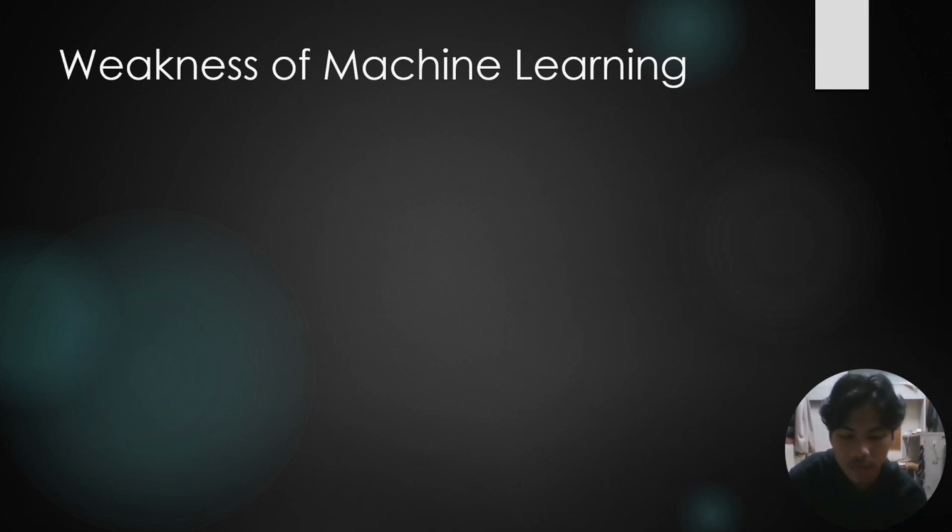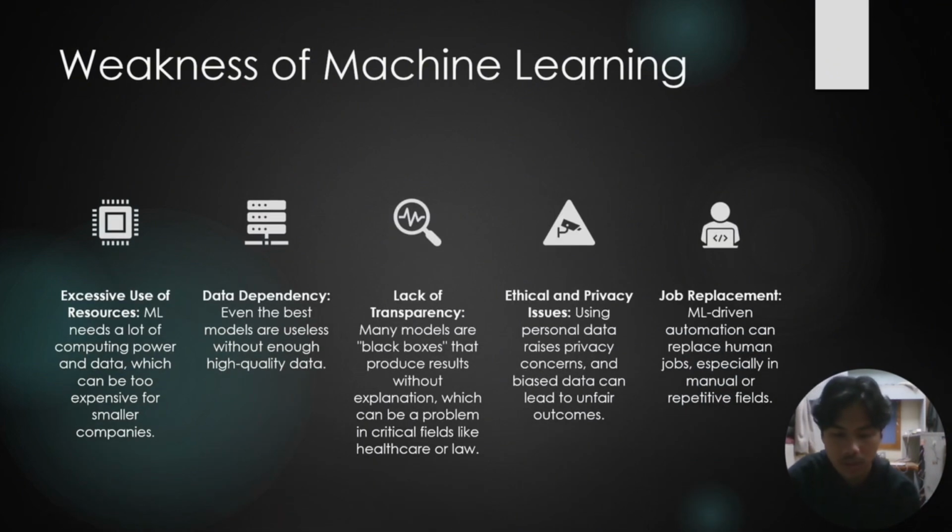Third, lack of transparency. Many models are black boxes that produce results without explanation, which can be a problem in critical fields like healthcare or law. After that, ethical and privacy. Using personal data risks privacy concerns, and biased data can lead to unfair outcomes. Lastly, job replacement. Machine learning driven automation can replace human jobs, especially in manual or repetitive data.